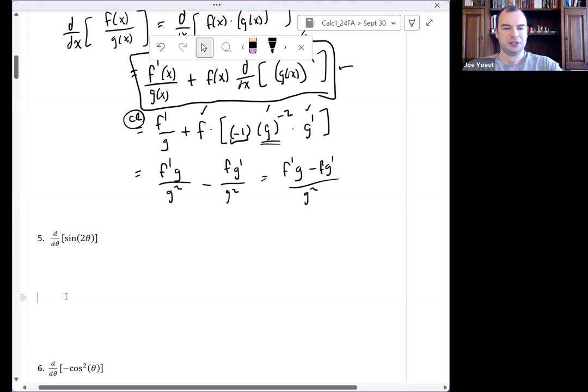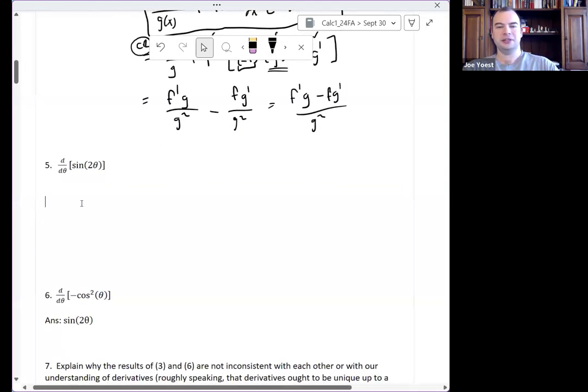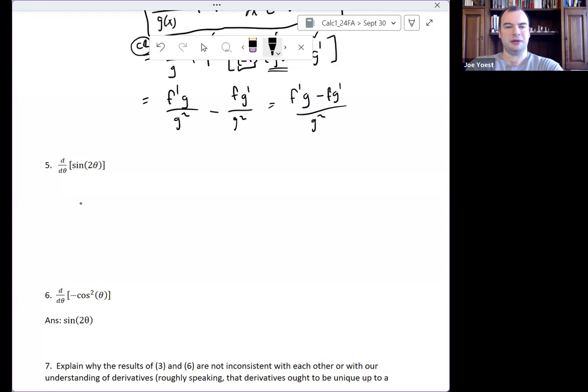Okay, number 5, this should be a pretty straightforward one at this point. So, derivative of sine of 2 theta. Again, it's really tempting in problems like this to say, oh, that's almost sine of theta, and just say its derivative is just cosine of 2 theta and be done with it. But we have to be very careful, right? We know the derivative of sine of theta is cos theta, but we only know that exactly. Sine of 2 theta is pretty close to sine theta, but it's not exactly the same.